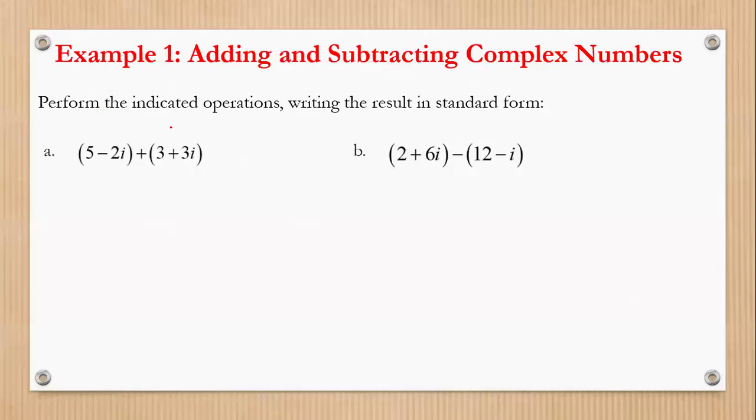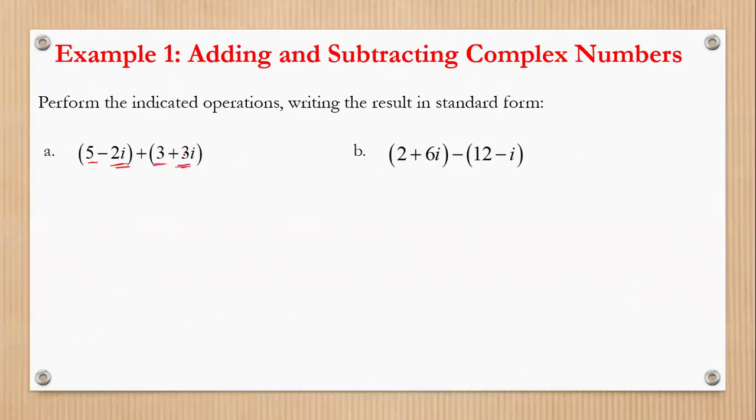For example, we want to add or subtract these complex numbers. In part A, we have two complex numbers that we want to add. So as we mentioned, we need to add real parts together and imaginary parts together, which means we need to add 5 and 3 together, and -2i and +3i together.